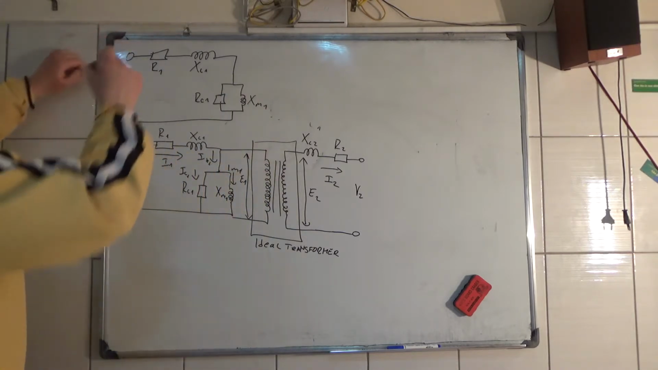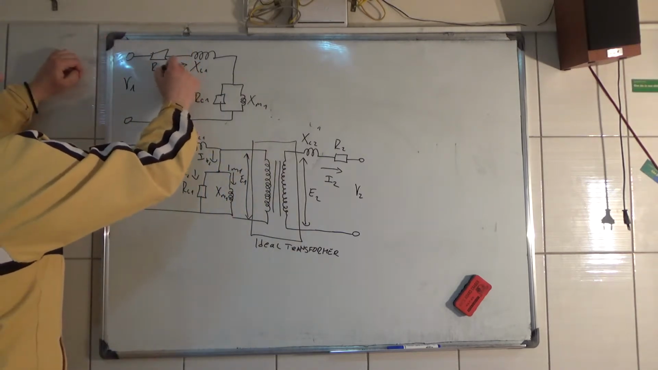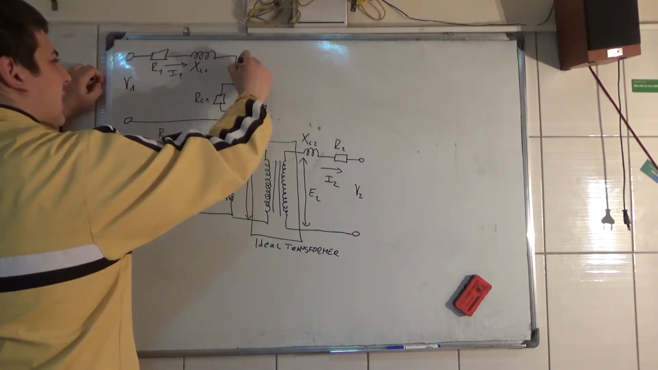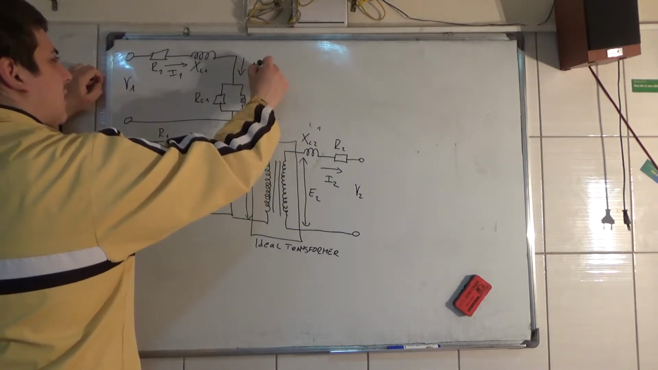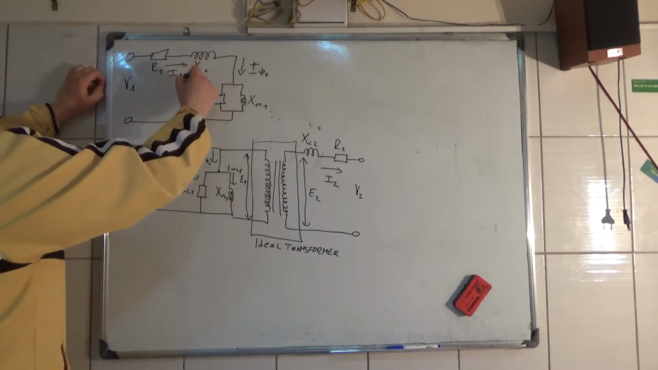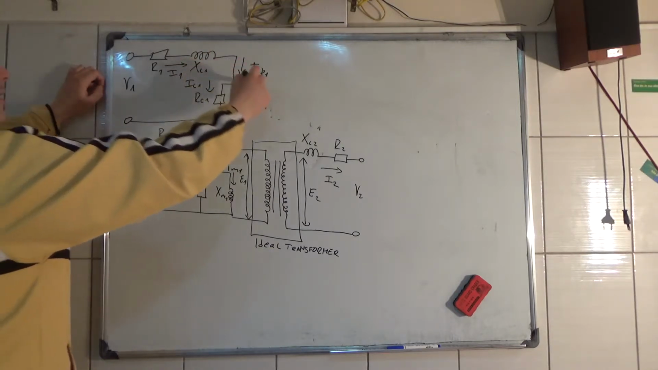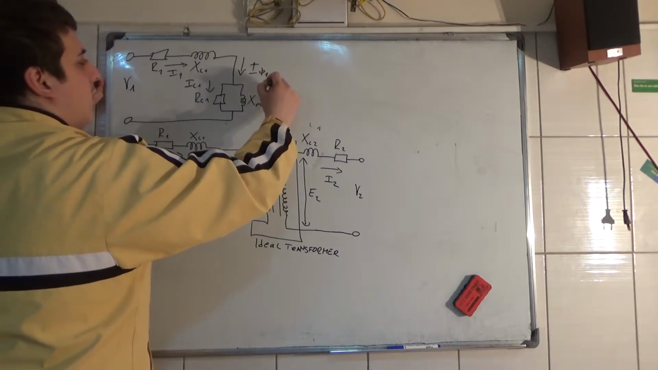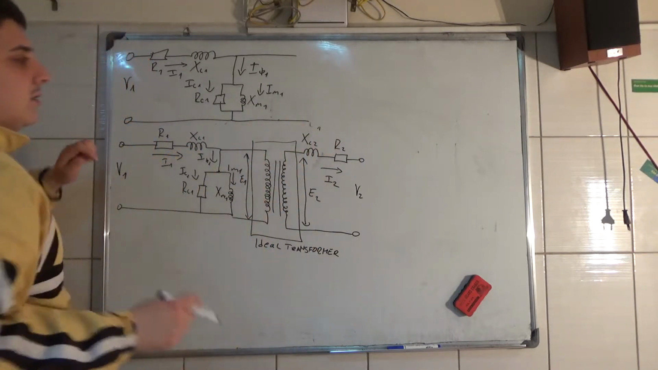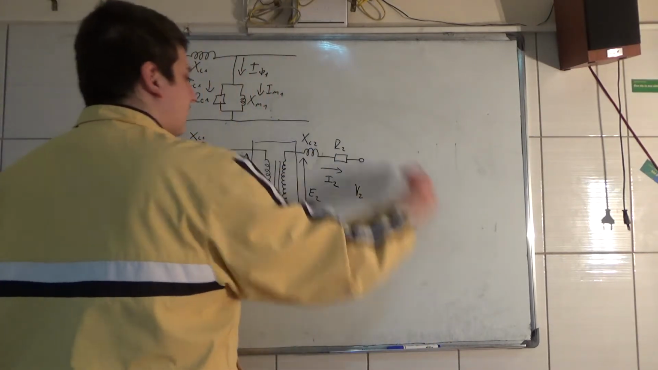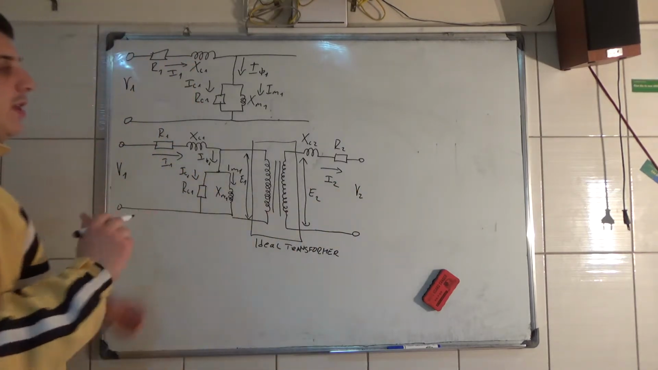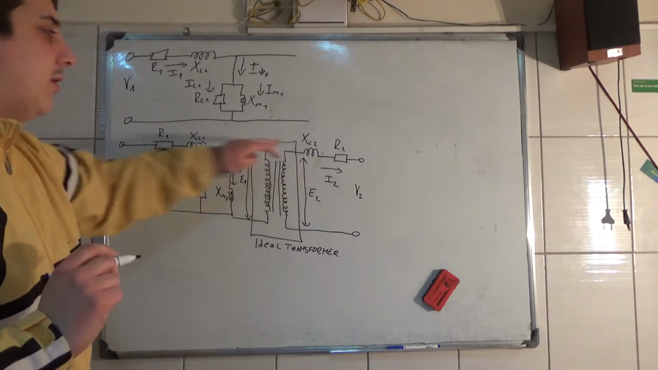Okay, now we have a primary current that goes like this. We have an exciting current that goes like this. We have a core loss current, the current for the core loss here, and we have a magnetizing current over here. Now, if you want to move this ideal transformer on the right side, we need to do the impedance transfer from the secondary to the primary.